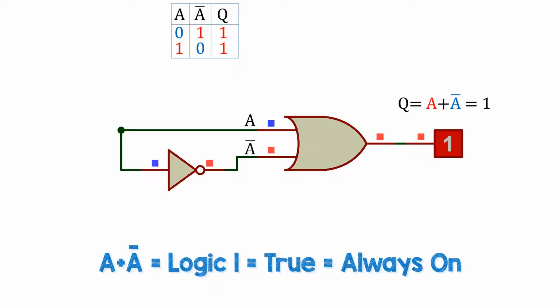So we've got an OR gate and the inputs to it are A and not A, and one of those is always going to be 1. When A is on, not A is off. When A is off, not A is on. So one of them is always on, so the output is always true. So A or not A is always logic 1.